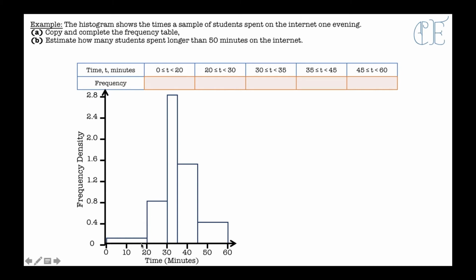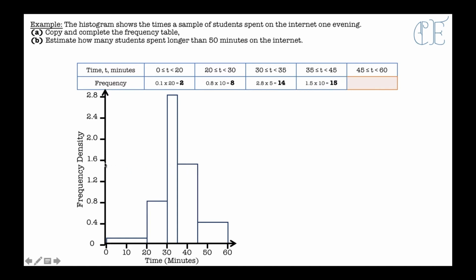Well, this length is 0 to 20, so that's 20, and we times it by 0.1 because it's at 0.1. So 0.1 times 20 is 2. For the second bar, we do this length, which is 20 to 30, so it's 10, and it goes up to 0.8, giving us 8. For the next one, it goes from 30 to 35, which is 5, and we times that by 2.8, giving us 14. Now the next one goes from 35 to 45, so that's 10 times 1.5.